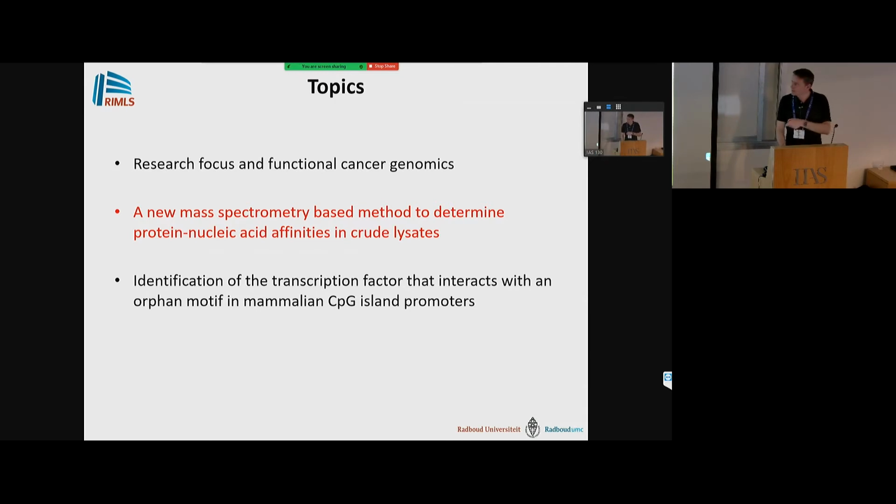The next topic is this one here, a new mass spectrometry-based method that we developed to determine affinities between proteins and DNA sequences of interest.